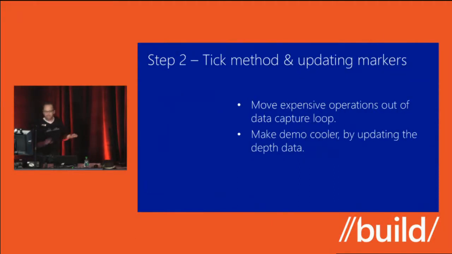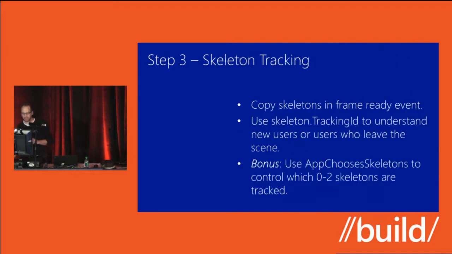So in that method, I went ahead and factored things into a tick method, and I enabled updating markers. And one of the important things we're doing there is moving expensive operations out of the data capture loops, out of those usings where I'm copying data out. I'm moving that outside of those usings as well. So next we'll add skeleton tracking.